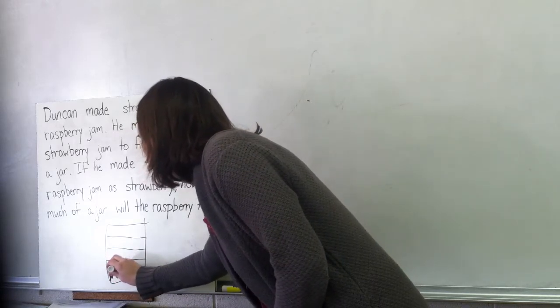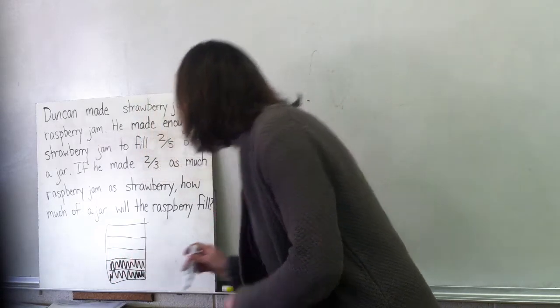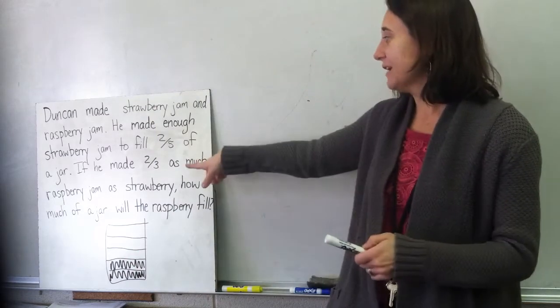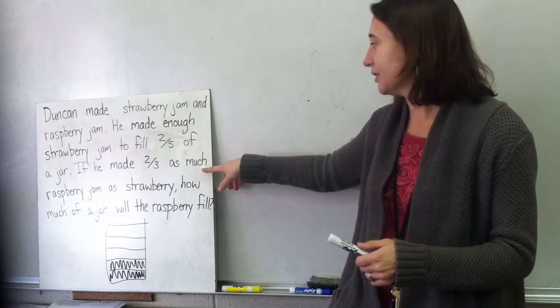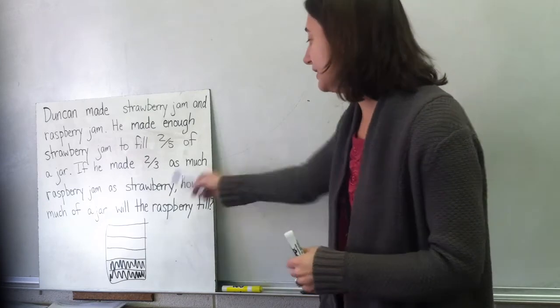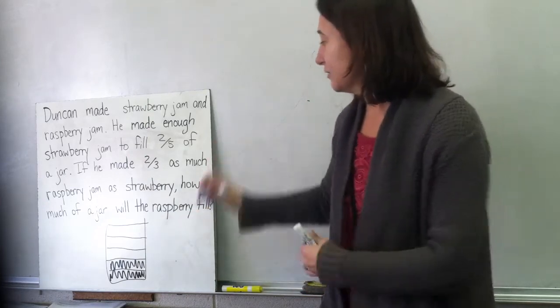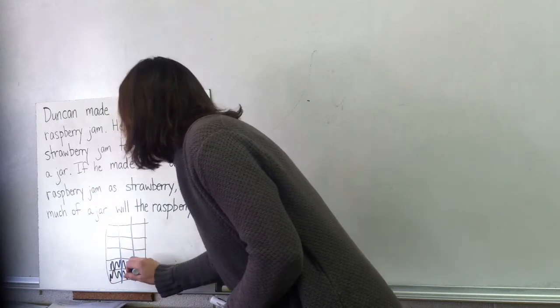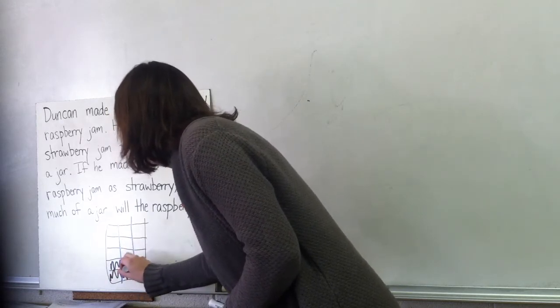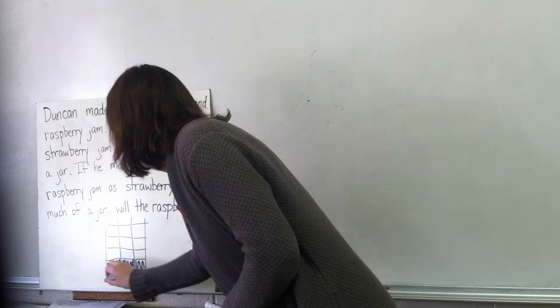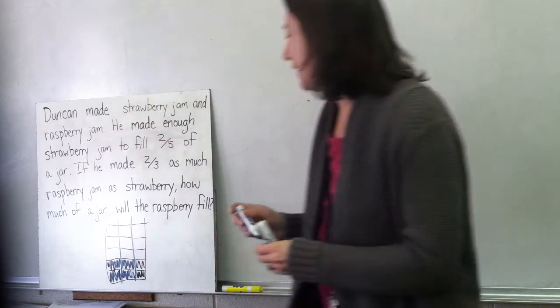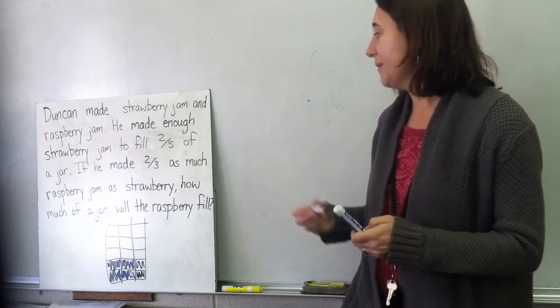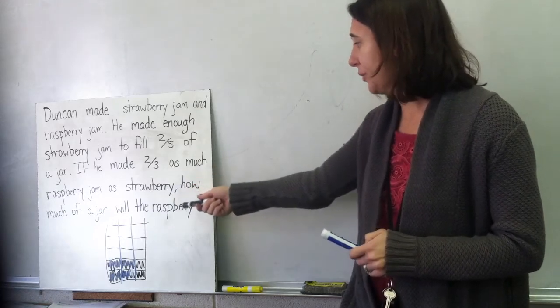1, 2. Okay? Now, it says if he made 2/3 as much raspberry jam as strawberry jam, we need to divide this into 3 equal pieces and color in 2 of those. 1, 2. Okay, so let's take a look. How much of a jar will the raspberry fill?